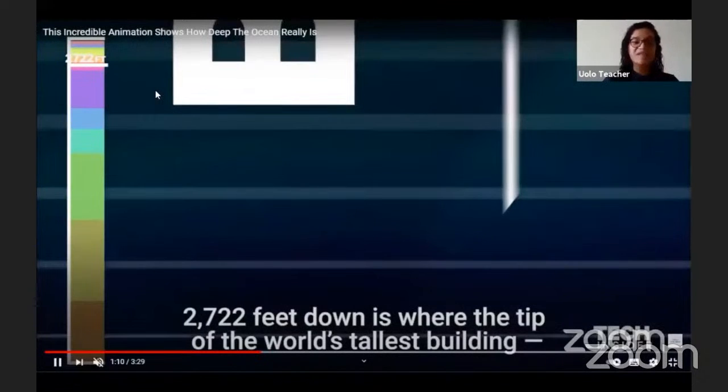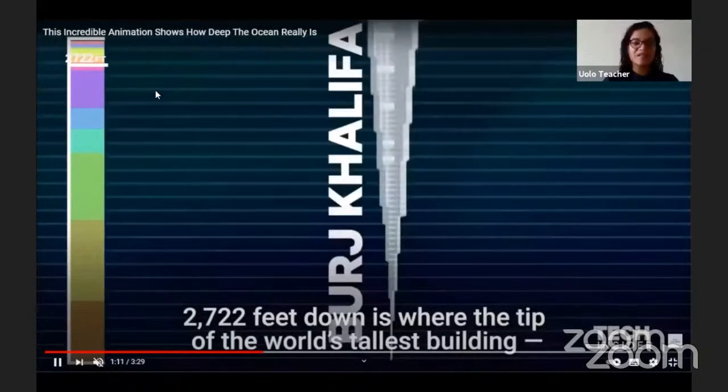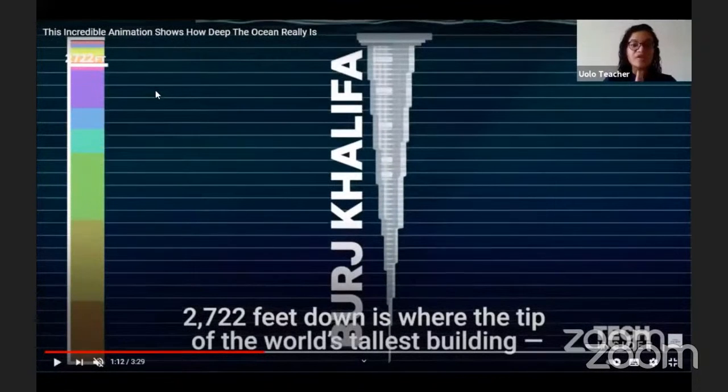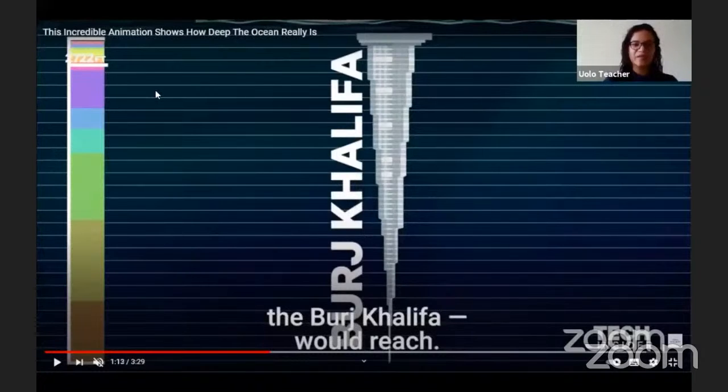2,722 feet down is where the tip of the tallest building lies. You know which is the tallest building? That's correct. It's the Burj Khalifa. Okay, so the Burj Khalifa is 2,722 feet tall. So if we invert it, that means put it upside down and put it inside the water, the tip, that is the topmost part of it, would touch 2,722 feet down in the ocean. Yes, it would reach that level. Clear, everybody? Okay, good job.